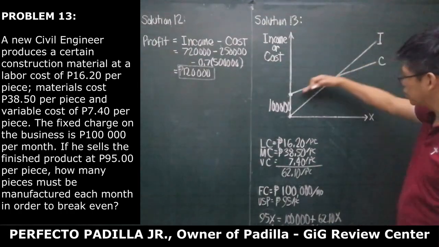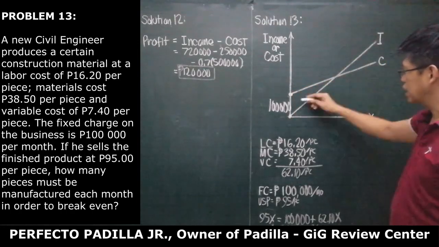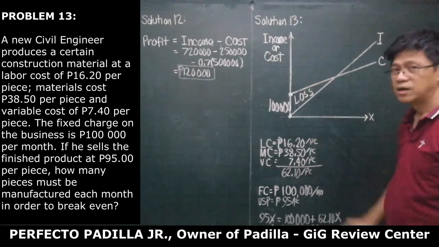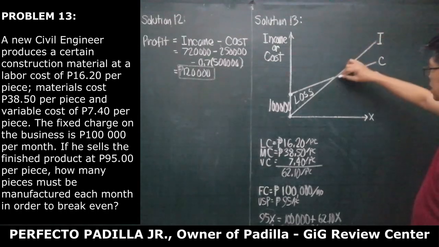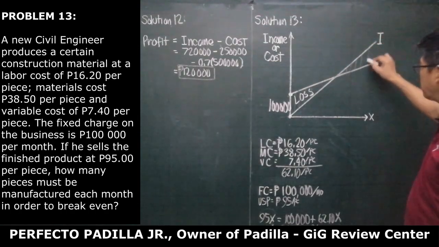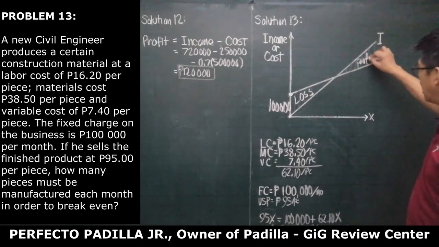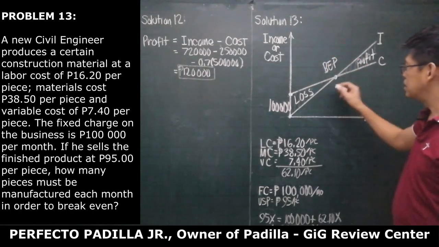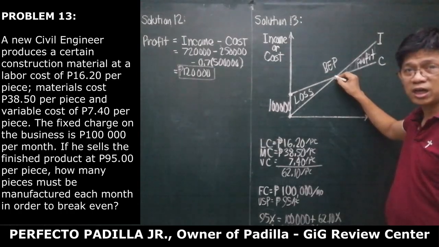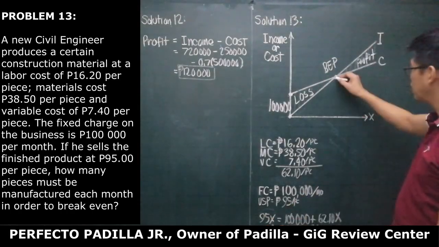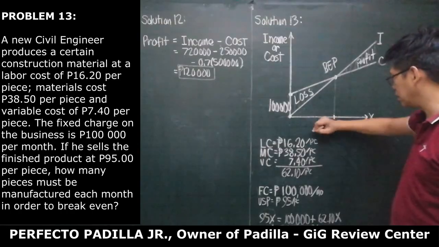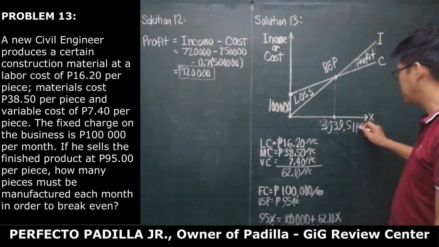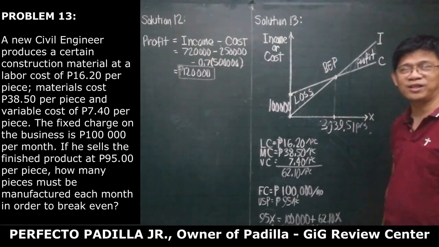Now, dito, the cost curve is higher than the income curve. Etong area na to, this is the loss area. So, dito sa right, the income is greater than the cost. Eto ngayon yung profit area. At the break-even point, the income and the cost intersect, or they are the same or they are equal. Etong X na to, this one is 3,039.51 pieces.